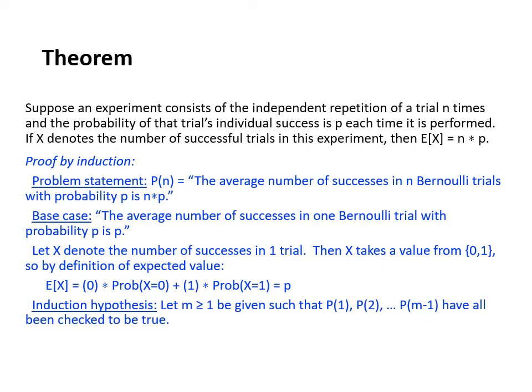So the expected value theorem goes as follows. Suppose an experiment consists of the independent repetition of a trial n times, and the probability of that trial's individual success is p each time it is performed. If x denotes the number of successful trials in this experiment, then the expected value of x is equal to n times p.